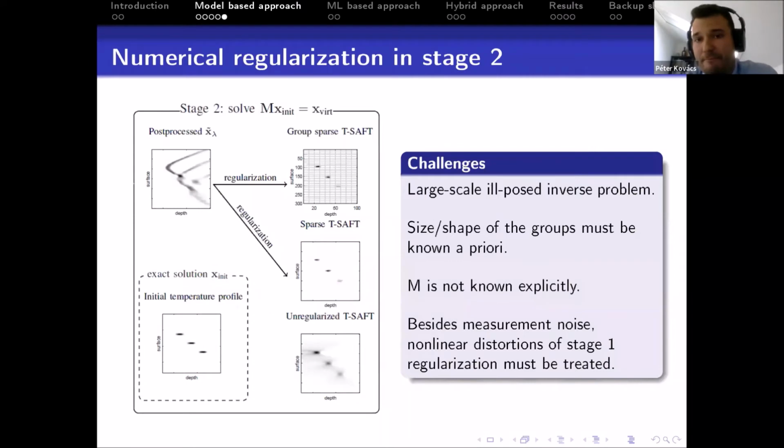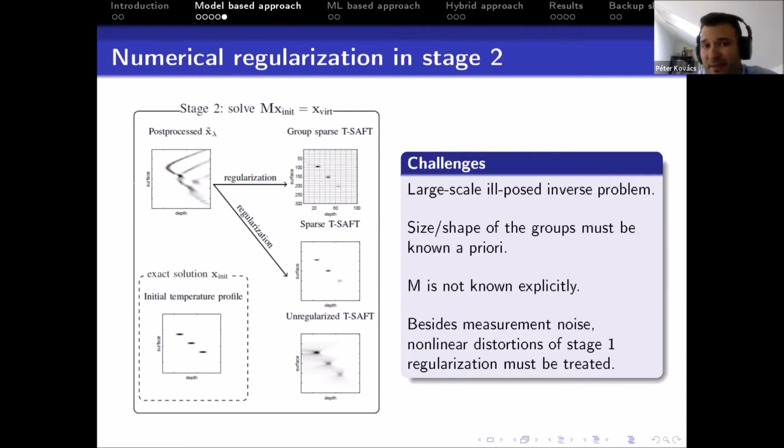Okay, so that was what I wanted to say about the model-based approaches in the first stage. And let me jump to the second stage, where the task is to solve a system of linear equations like this. So on the right side, we have the virtual waves, or the approximation to the virtual waves that we got from the first stage. We have an M matrix that describes the wave propagation, and X in it is the initial temperature distribution that we are looking for. In this case, M is much larger than we had in the previous stage. It cannot be explicitly formed.